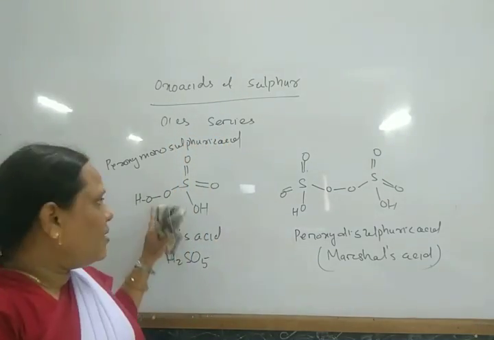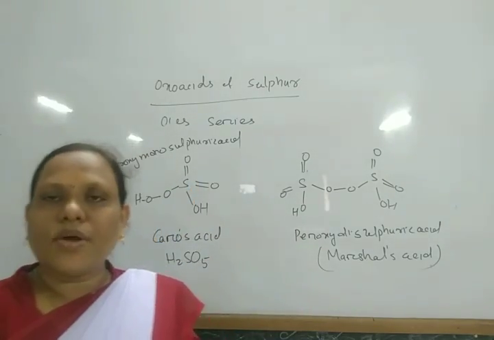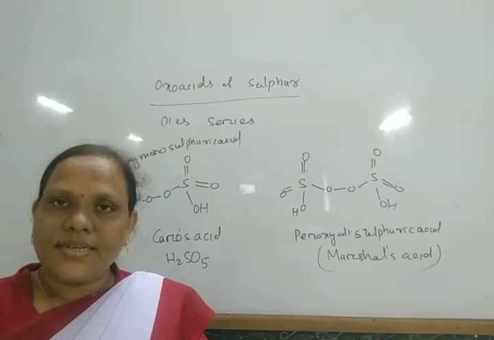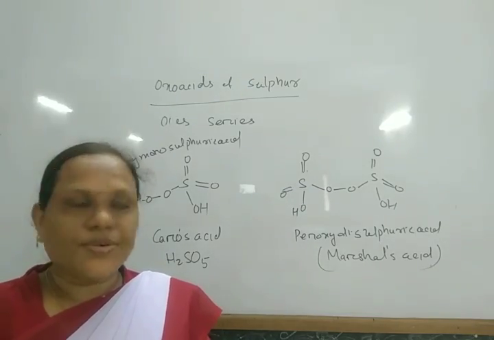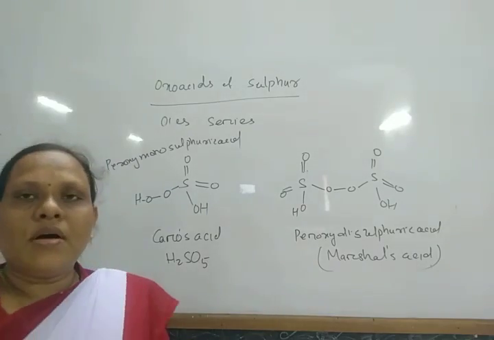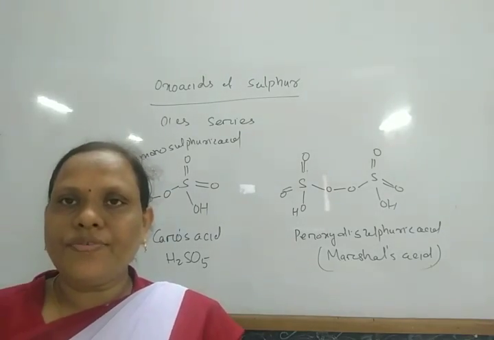So in this series, sulfur generally has oxidation number +6. In the OS series, generally the oxidation number is +4. So these are some structures of some oxoacids of sulfur.